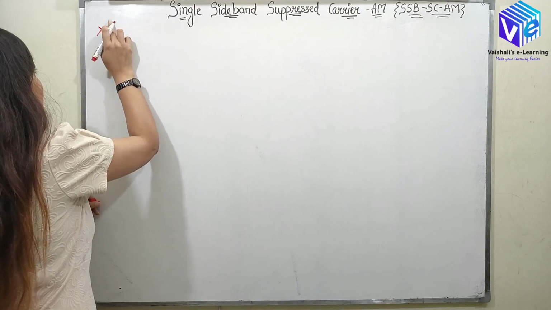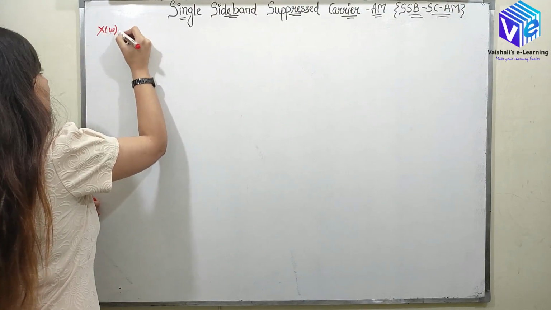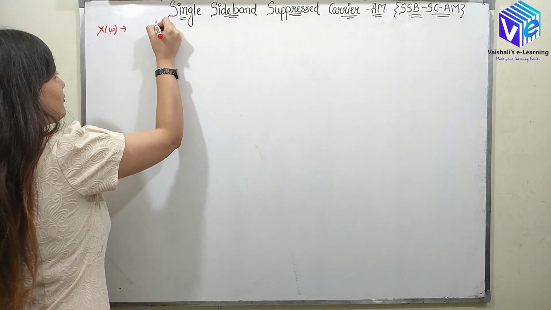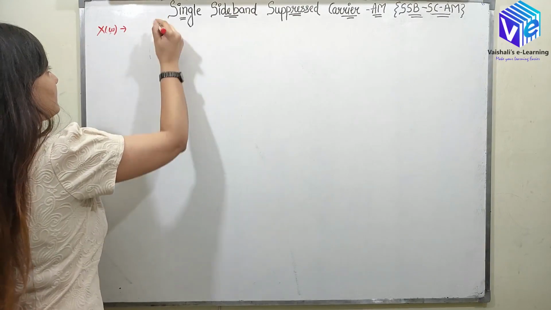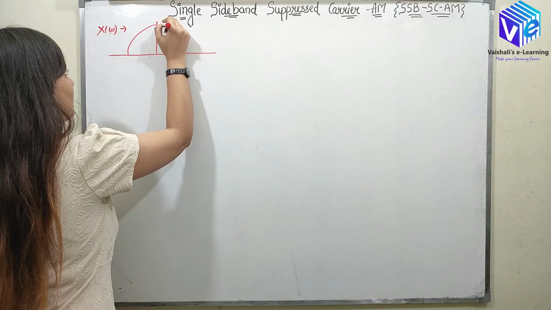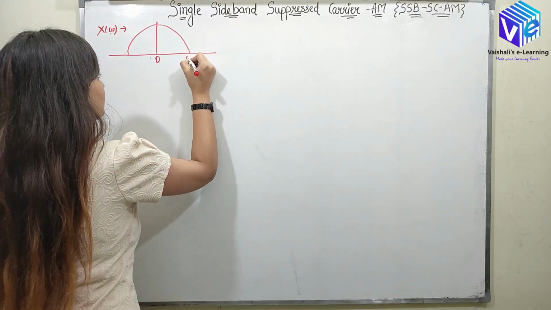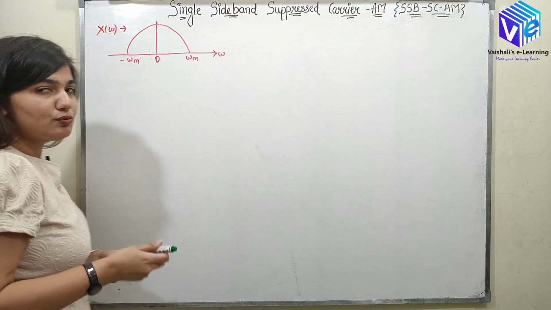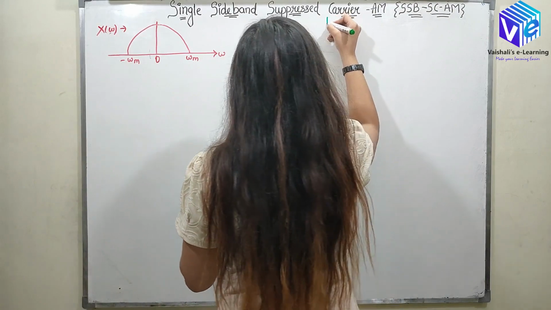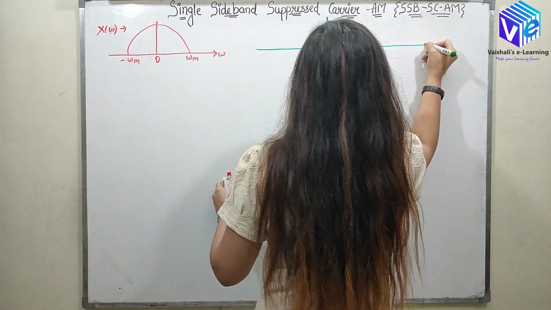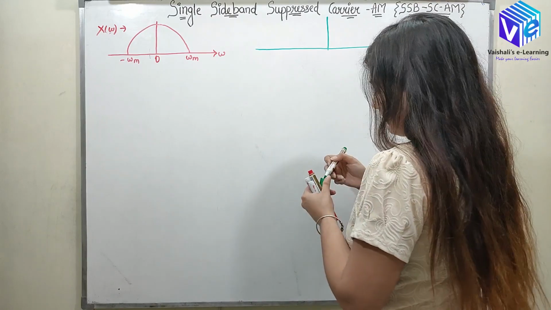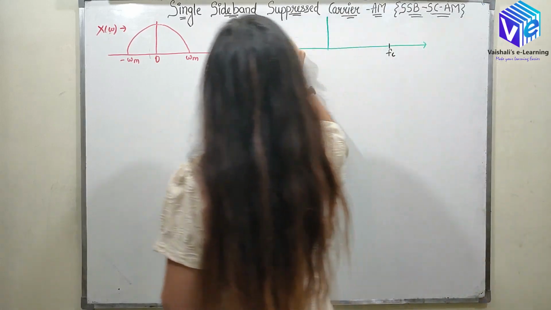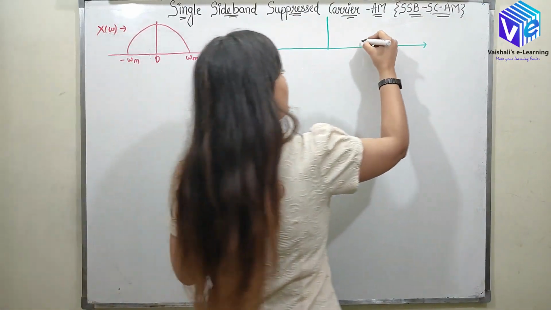So here I am taking X of omega to be the frequency transform of my x(t), which was my information signal. So this is my X of omega. Now when I use the single sideband suppressed carrier, either I transmit the upper sideband or lower sideband, and the signal was superimposed on the carrier. So here at Fc or minus Fc, I had the same message signal.